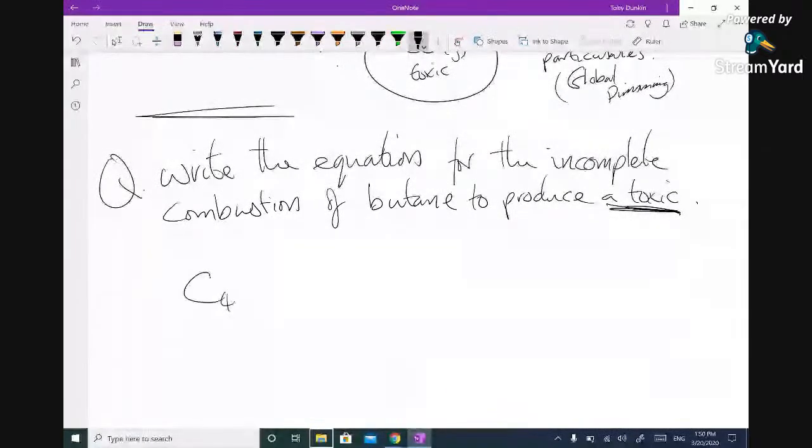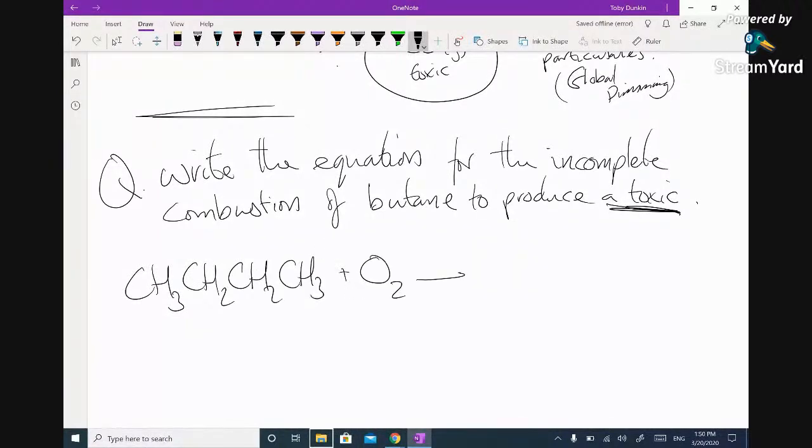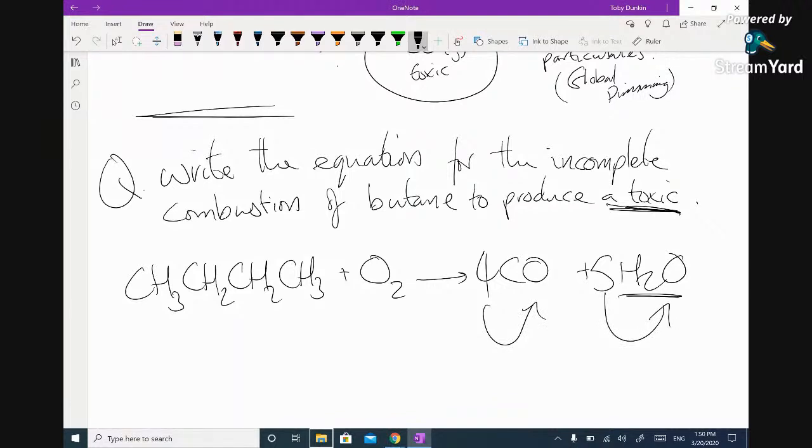So we've got C4. By the way, molecular kind of disappears out the window at A level as well. Everything becomes so much harder. CH3, CH2, CH2, CH3, plus O2 goes to CO and water. We always make water in combustion. And then you just have to balance it. 4 carbons, 10 hydrogens, oxygen, 4, 9, add 4.5. 4.5 O2s. And we're done.